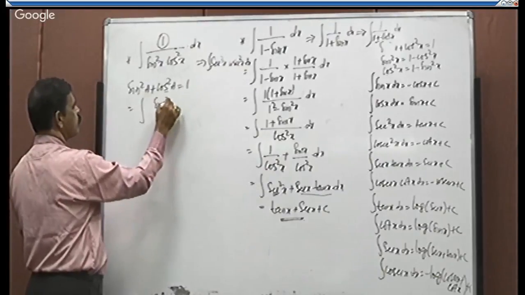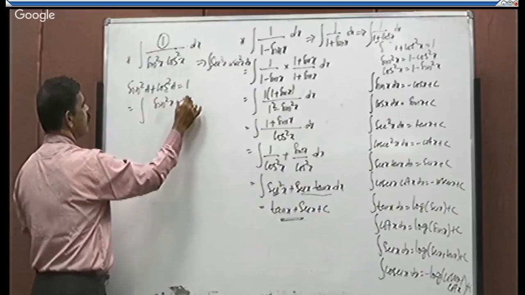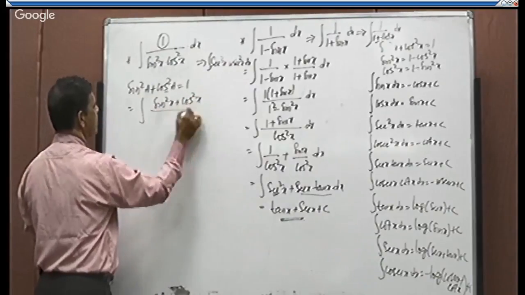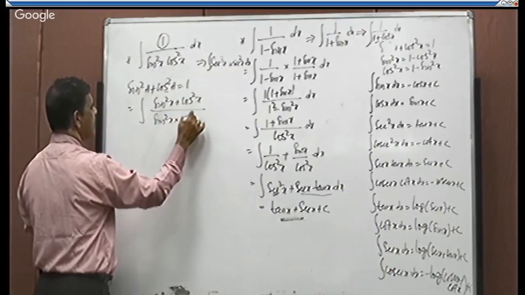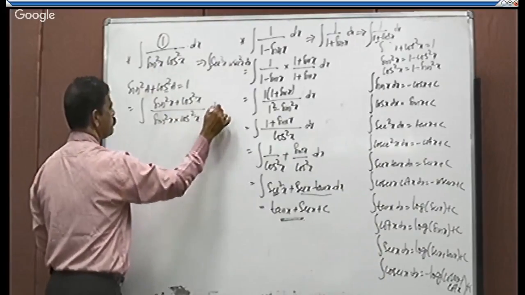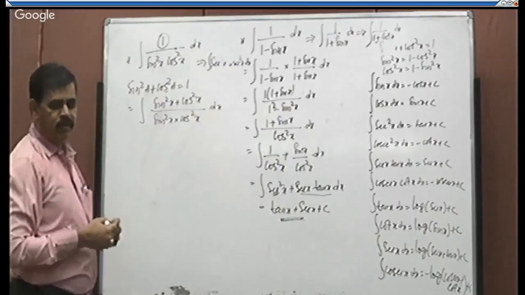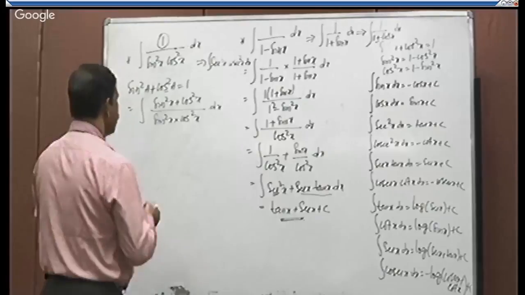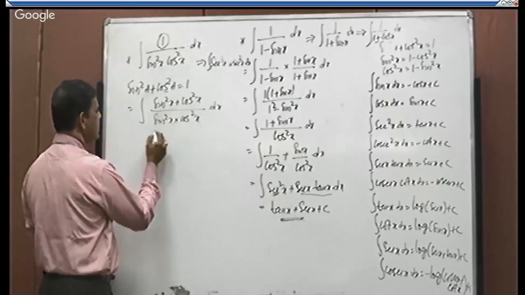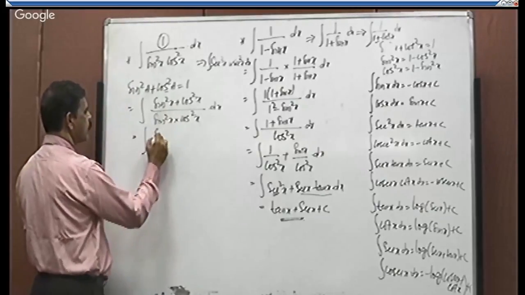Instead of this numerator 1, you take sin square x plus cos square x. See, 1 can be taken as what? Sin square x plus cos square x all divided by sin square x into cos square x dx. Now we have a sum of two terms at the numerator. Each term is divided with the denominator. It becomes what?